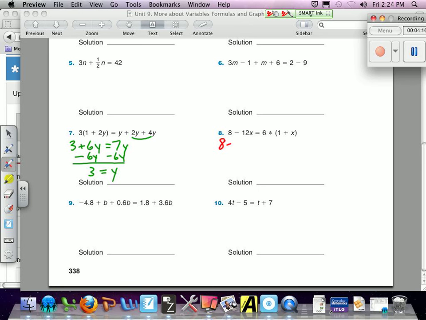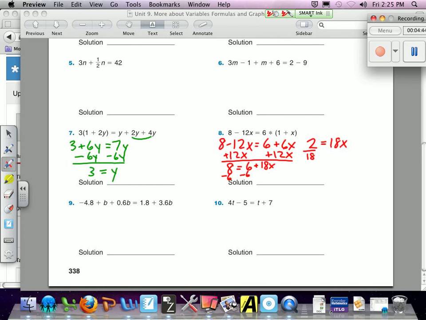Problem number 8. Let's see, on the left-hand side I don't have anything to simplify, but on the right-hand side I do have distributive property because that 6 is on the outside of an addition expression. I'm going to add 12x to each side so I can end up with a positive coefficient because I like that lots. 8 equals 6 plus 18x.